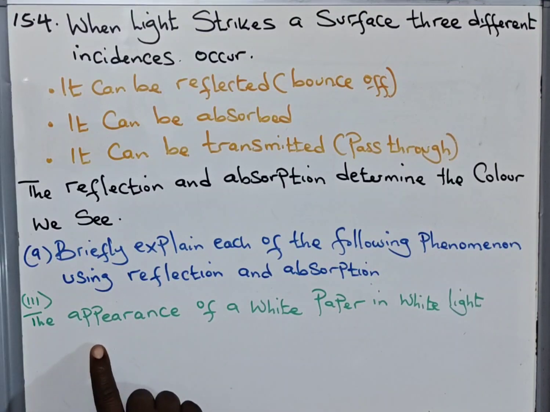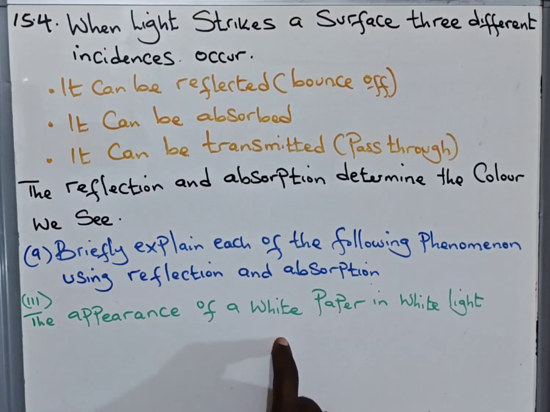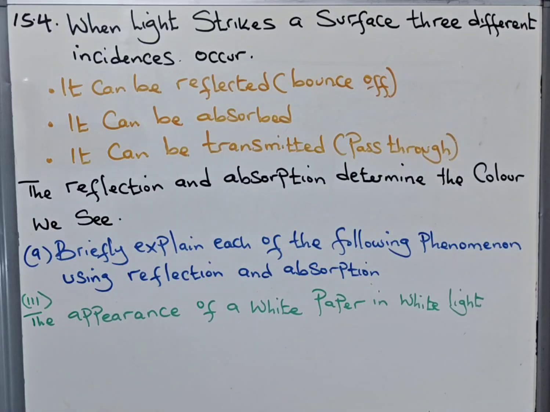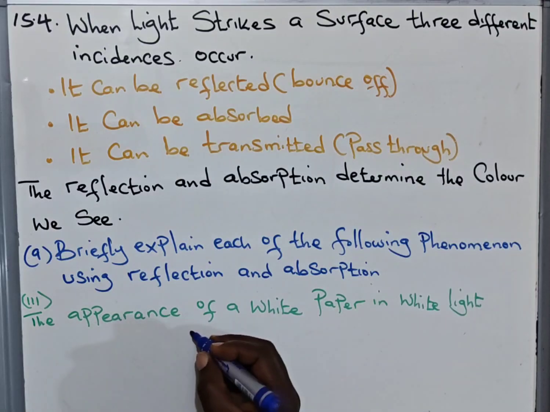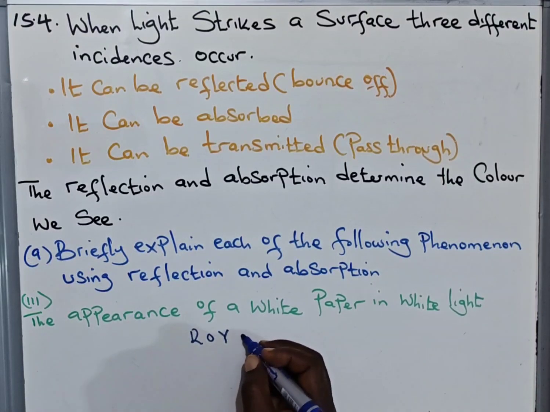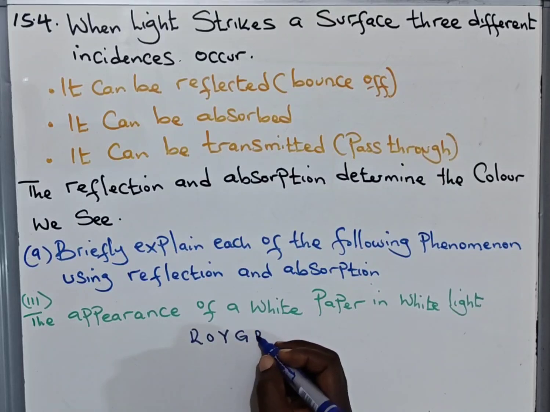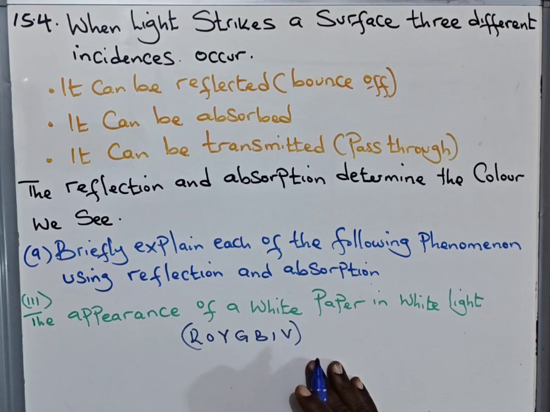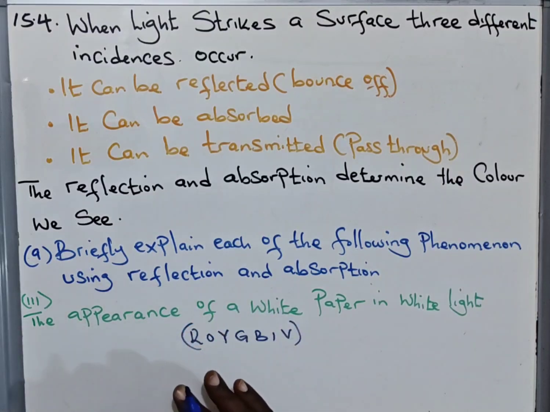Then you come to this question. It says, explain the appearance of white paper in white light. How do we explain that? You need to know that what we call white light is a combination of all the colors of the spectrum, which is red, orange, yellow, green, blue, indigo, violet. These are the colors of the spectrum. There are 7. And white light is a mixture of all the 7.